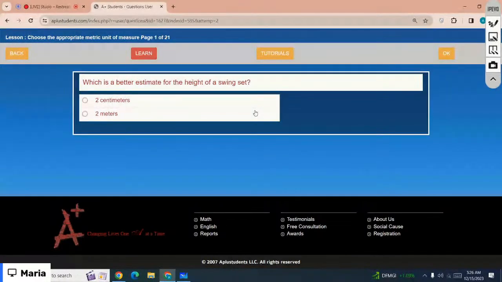Which is a better estimate for the height of a swing set, 2 centimeters or 2 meters, which is the correct option? The correct option is, that is a swing set, right? It must be 2 meters because 2 centimeters is very small for a swing set.